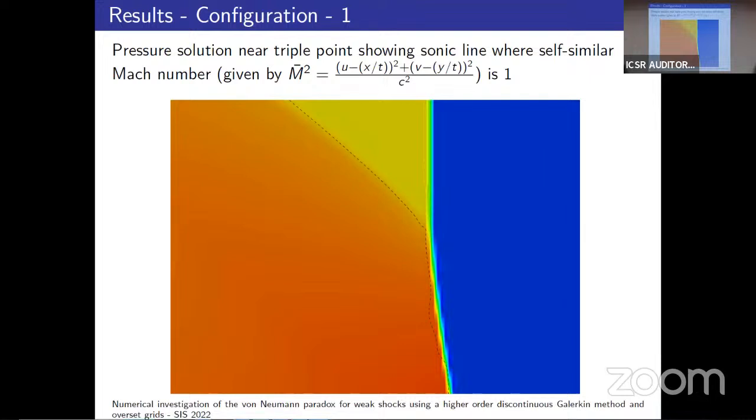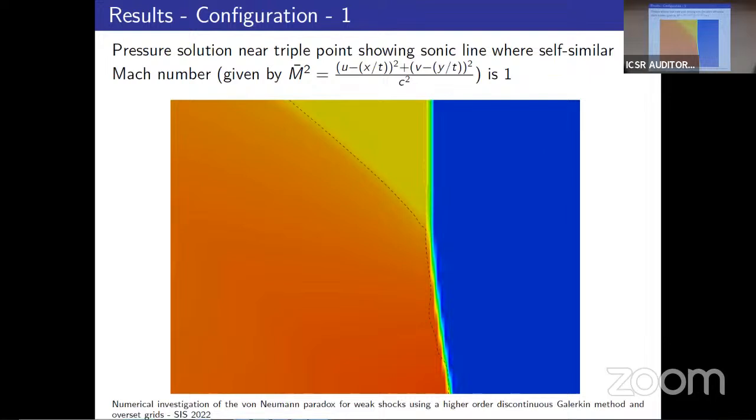And I show the sonic line, where the self-similar Mach number is equal to 1. Here we can see that the sonic line follows the triple point quite closely. I mean, this shock marks them quite closely, and we don't see any existence of supersonic patches for this configuration.